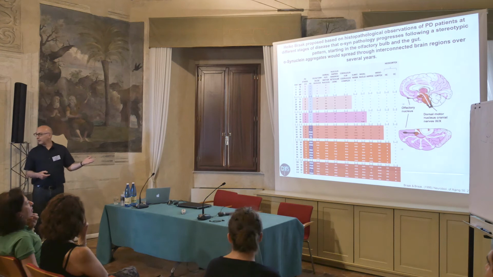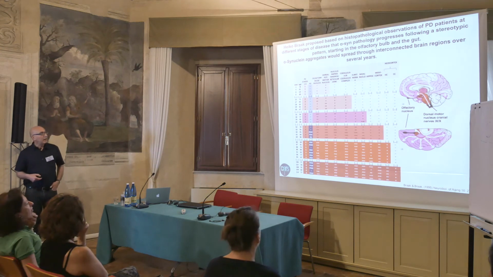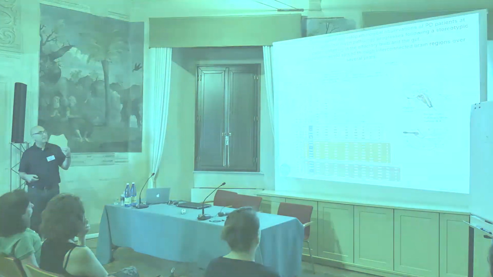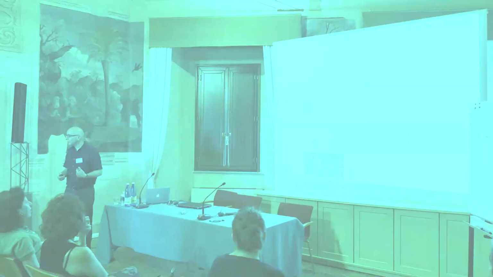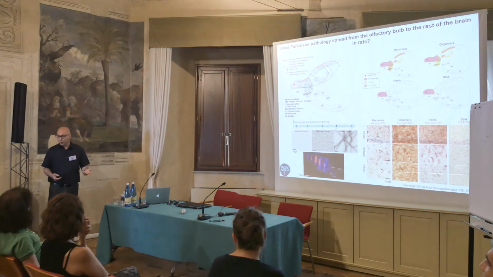So let's get back to the schemes and the patterns described by Braak. Again, it's impressive and it says something. It says that the aggregates first appear in the olfactory bulb and in the brainstem, basically. I'm simplifying things again. So with Patrick, we decided to see whether our exogenous aggregates can propagate.